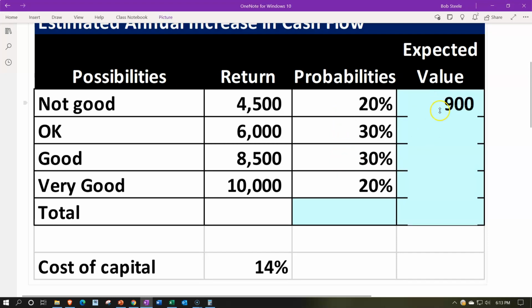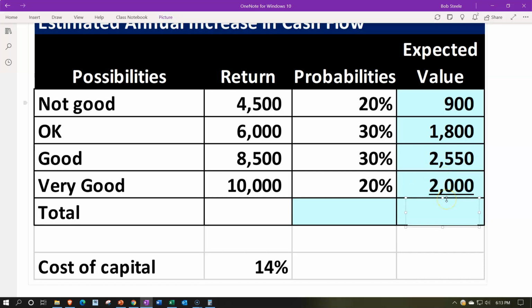Calculating those out, we got the 4,500 times 20% is 900. The 6,000 times the 30% is going to be the 1,800. The 8,500 times 30% is the 2,550. Then the 10,000 times the 20% is going to give us the 2,000. And of course the percentages have to add up to 100%.